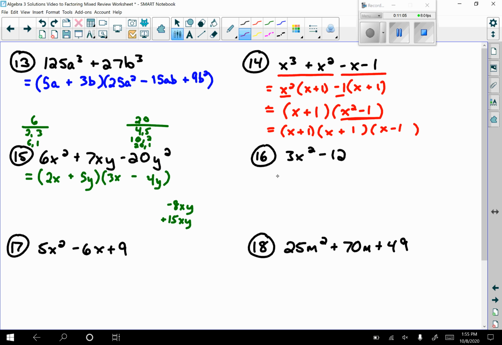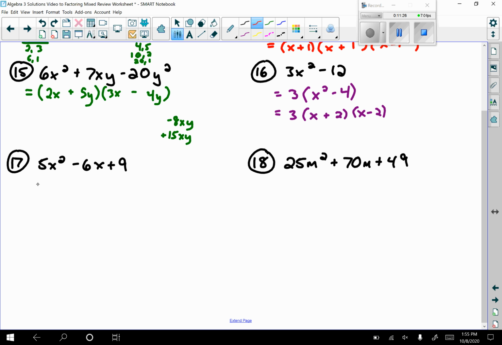All right, for 16, this doesn't look like anything special yet, but there is a GCF of 3, so if I factor that out, I'm going to be left with an x squared minus 4. Now that x squared minus 4 is something special, it's a difference of squares, so I could factor that into an x plus 2 and an x minus 2. But notice I still need to keep that 3.